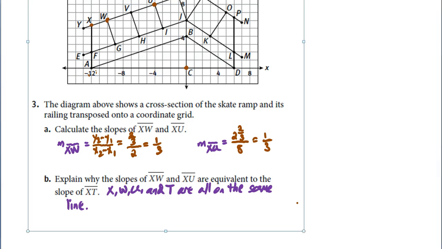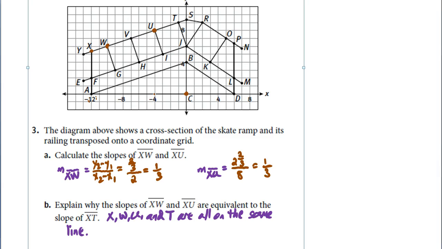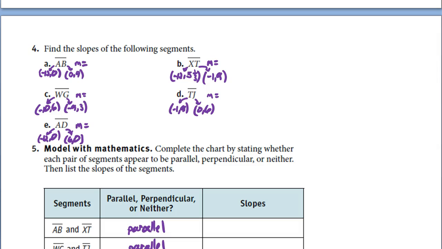Question B, explain why the slopes of segment XW and XU are equivalent to the slope of XT. So here's XT, up there to T. Why is the slope from there to there, the slope from there to there, equivalent to the slope from there all the way up to there? And the answer might be that x, w, u, and t are all on the same line. So any 2 points on the same line will have the same slope. Number 4 is a chance to practice finding some additional slopes.